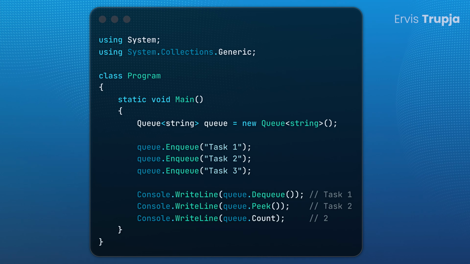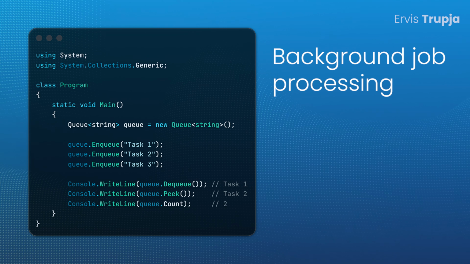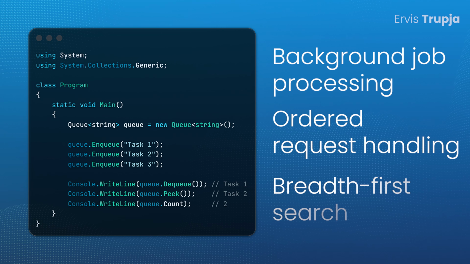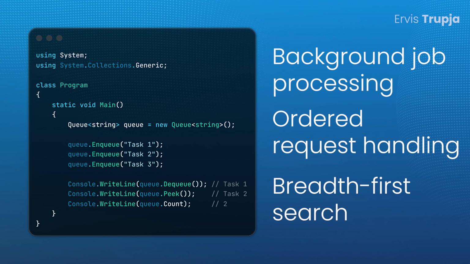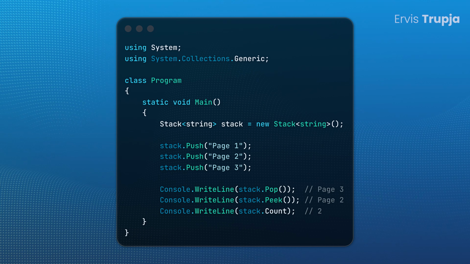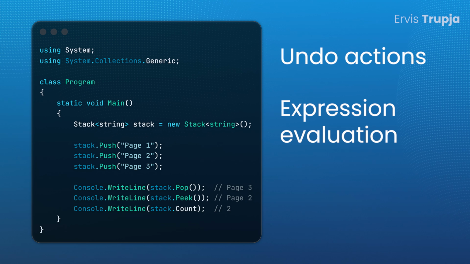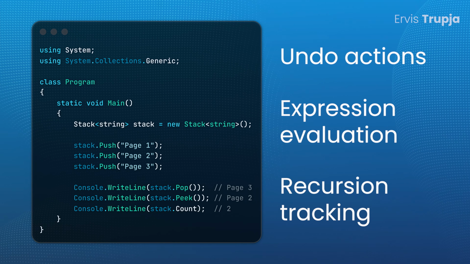Use a queue for tasks that need first in, first out order, like processing background jobs, handling requests in order, or implementing breadth-first searches in graphs. Use a stack for last in, first out scenarios like undo actions in text editors, expression evaluation in calculators, or tracking method calls in recursion.